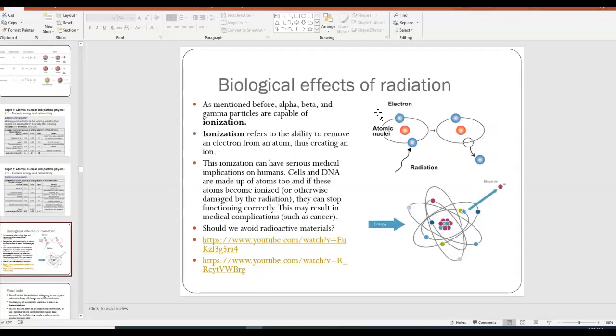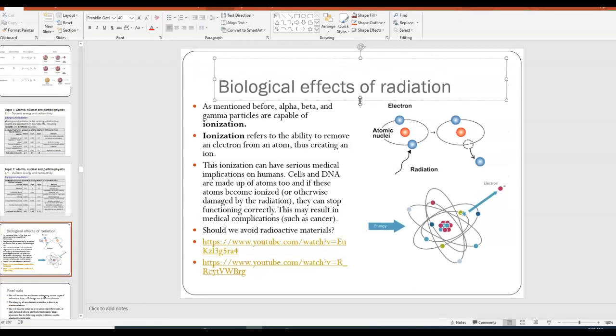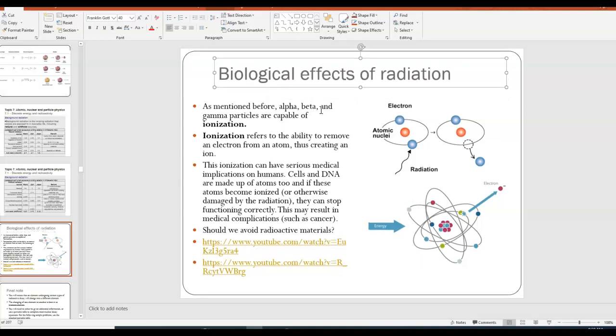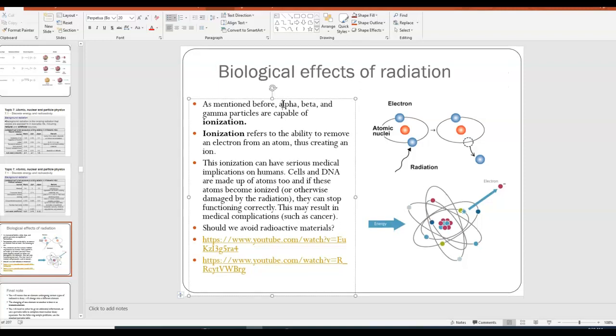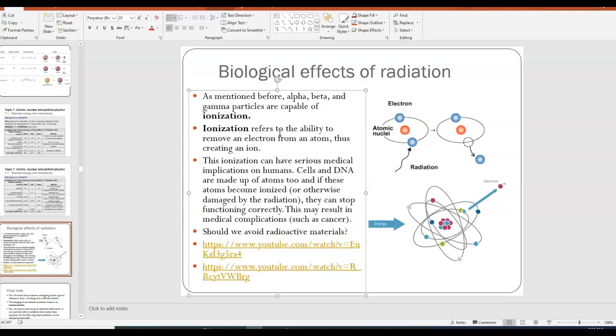Now, as far as the biological effects of radiation, we're not going to go into a lot of details about this, but I do have some videos I want you to watch that I'm going to link down below and in the video. So, we've talked about this before, but alpha, beta, and gamma particles are capable of ionization. And we also talked about what ionization is. That ionization is basically just the ability to remove an electron from an atom, thus creating an ion. Now, these are not the only things that can cause ionization, of course, because any type of particle or energy capable of removing an electron from an atom can cause ionization. But since we're talking about radioactive decay, this would be a good time to talk about ionization. Okay, so make sure you add this to your notes and you know what ionization is.